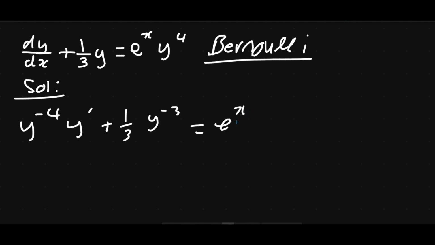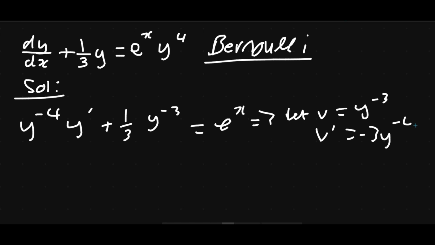Okay, very nice. And now we're going to make use of a substitution. We're going to say let v equal y to the minus 3. This is what you do in Bernoulli's. You make a substitution, and now you'll see why in a moment. So let's write this as v prime. The derivative of v is just going to be minus 3 y to the minus 4, and then of course multiply by y prime. This is the chain rule.